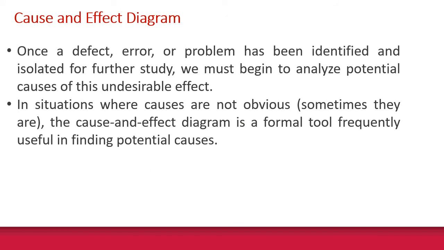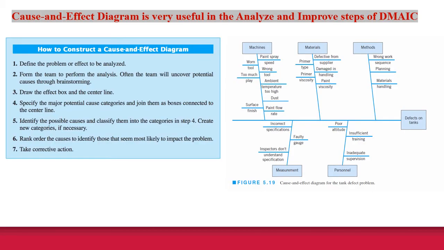Another very useful chart is what's known as the cause and effect diagram. Once a defect, error, or problem has been identified either by the Pareto chart or one of the other methods, you need to analyze it for further study and figure out what's actually causing it. In situations where the causes are not obvious, the cause and effect diagram is a formal tool frequently used in finding potential causes. So this again is useful in the analyze and improve steps of the DMAIC.